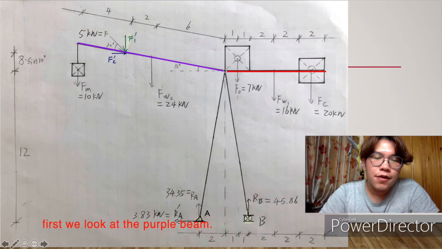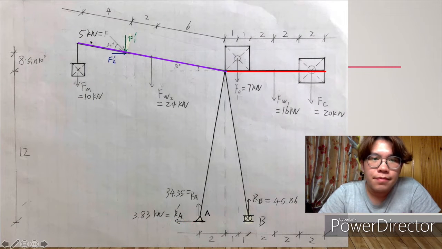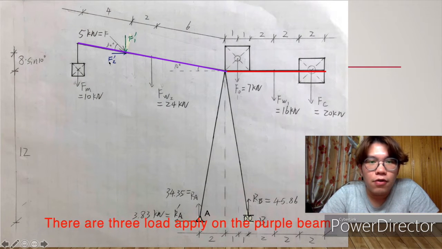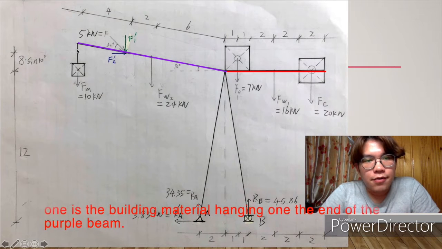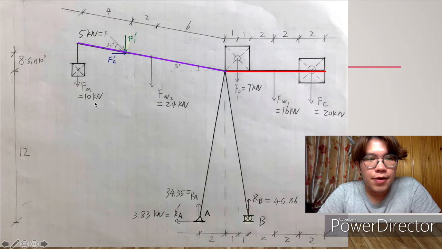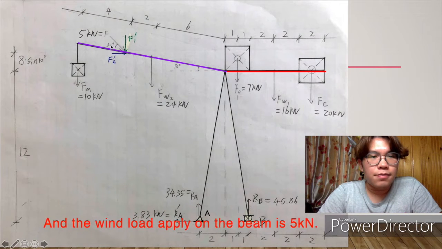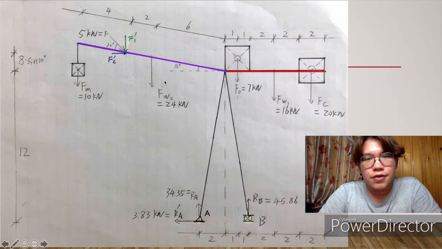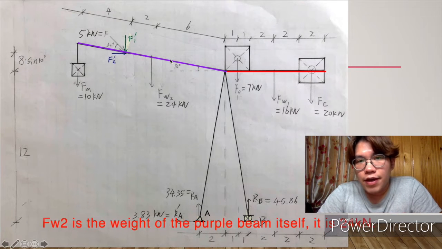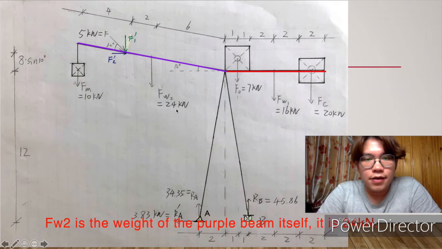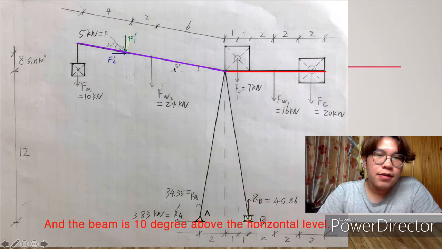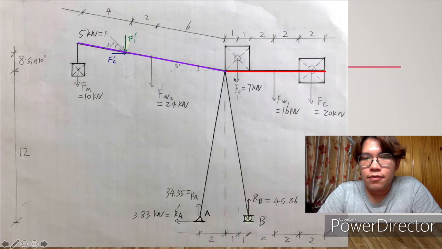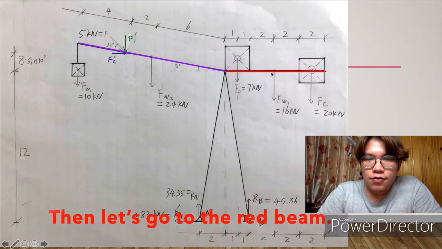So we first look at the purple beam, and there are three loads applied on the purple beam. One is the building material hanging on the end of the purple beam, which is 10 kilonewtons, and the wind load applied on the beam, which is 5 kilonewtons. And FW2 is the weight of the beam itself, 24 kilonewtons, and the beam is 10 degrees above the horizontal level. And let's go to the red beam.